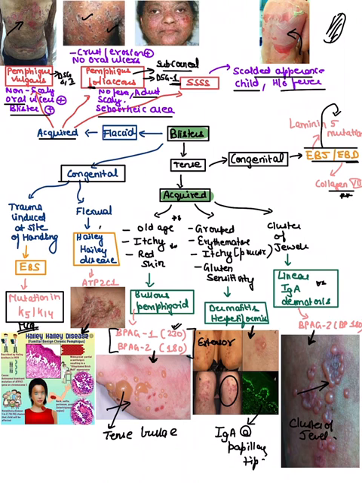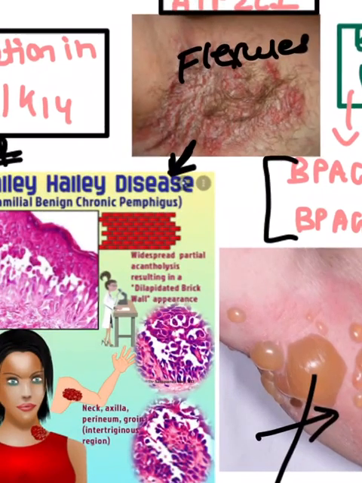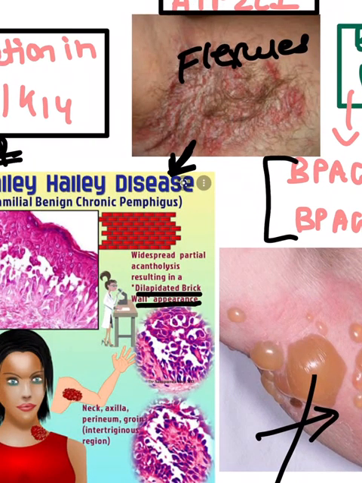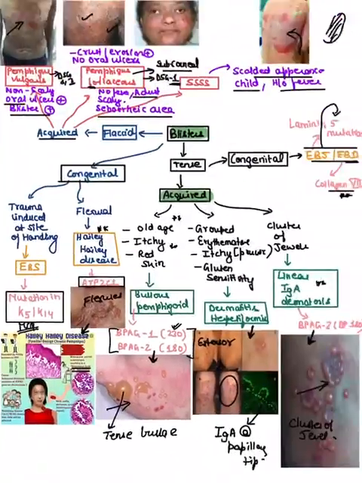Now next one is the Hailey-Hailey disease. So Hailey-Hailey disease, you have a mutation in ATP2C1. Do you see? It involves the flexural area. See how the flexors are getting involved. And what is the mutation? ATP2C1. See. And how does it look? It looks like a dilapidated brick wall appearance. This is a very important MCQ.